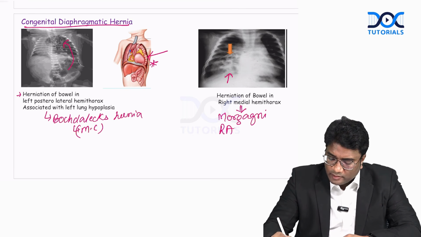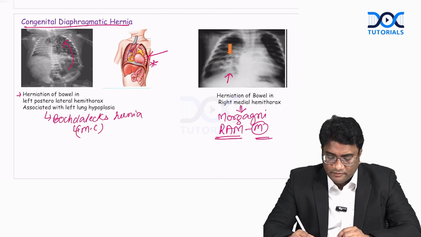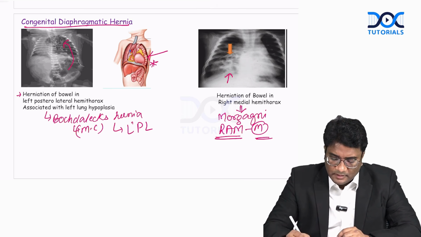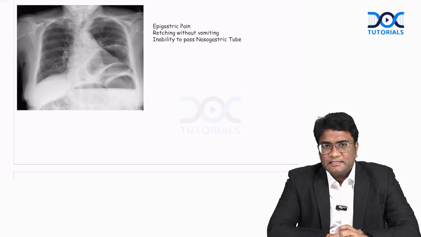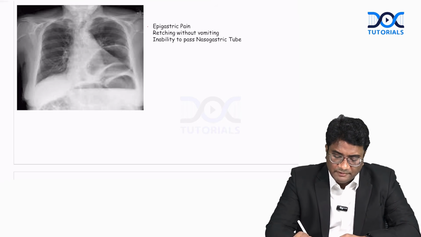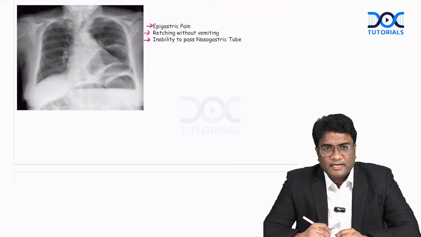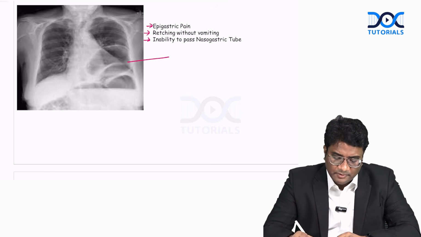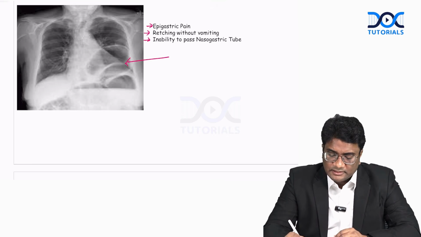Morgagni is right anteromedial. Remember, right anteromedial is Morgagni and left posterolateral is Bochdalek hernia, and the more common is Bochdalek, the congenital diaphragmatic hernia. In this image, you have a patient who is having epigastric pain, retching without vomiting, and also unable to pass the nasogastric tube. So when you have this classic triad, and you are seeing on the abdominal radiograph a coffee bean-like appearance in the epigastric region, this is suggestive of gastric volvulus.